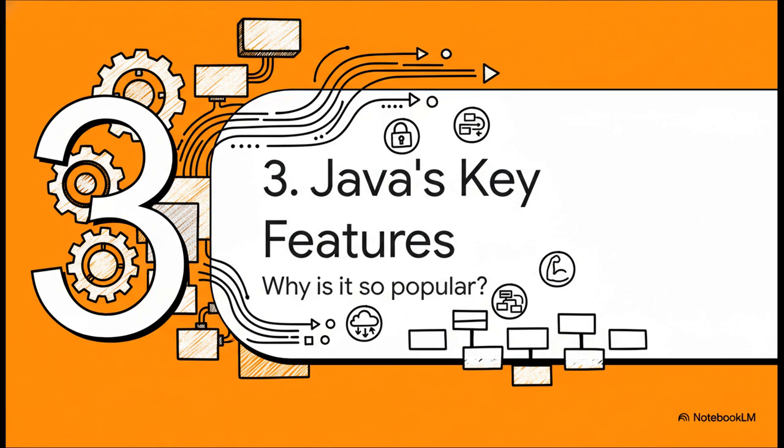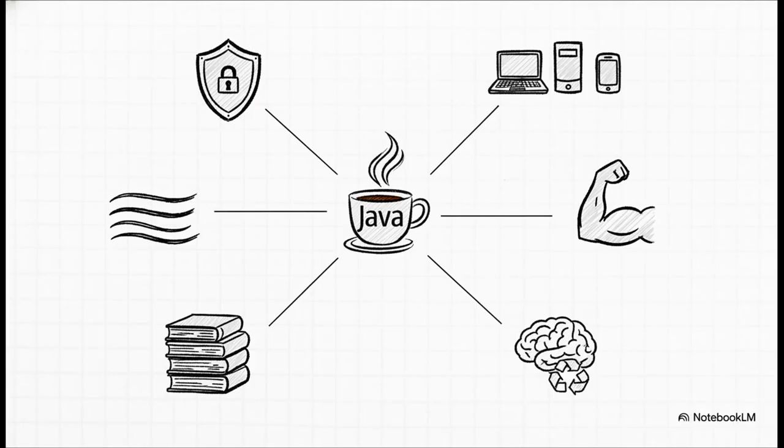This one really gets into the why. You know, why is a language that's been around for decades still one of the most popular choices in the world? Interviewers want to know if you get the features that make Java so incredibly reliable, especially for those big, complicated projects. You want to show you understand how these things actually help a development team.